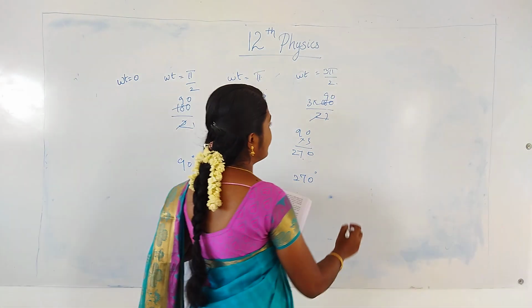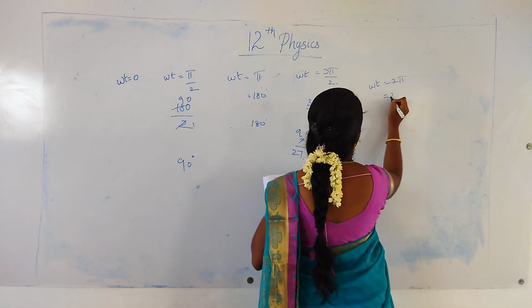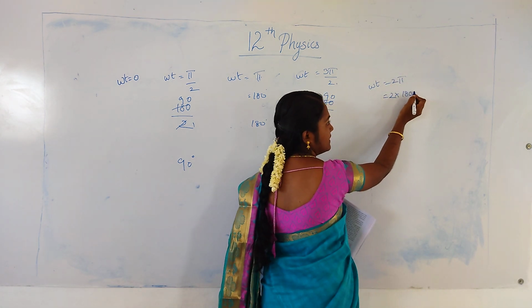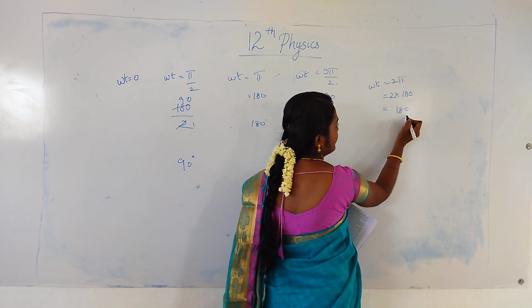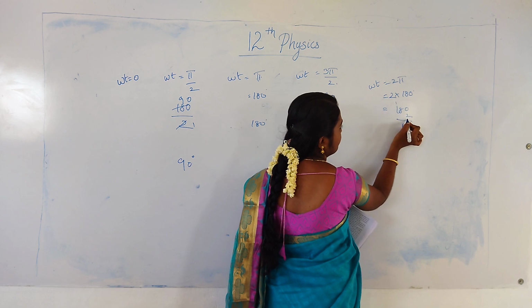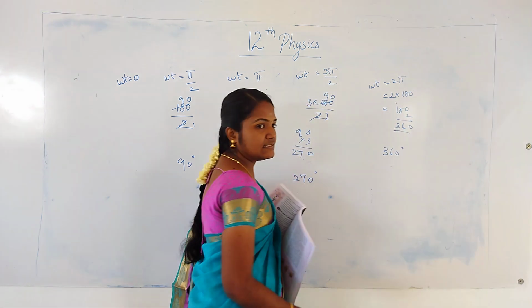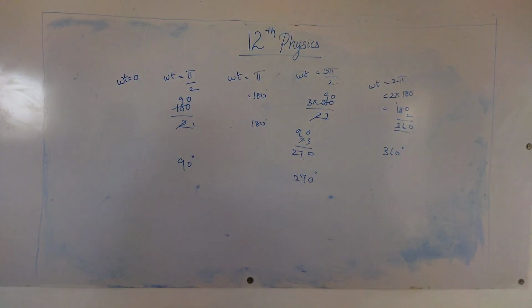And finally omega t equal to 2 pi. 2 pi means 2 into 180 degrees. So 180 into 2 is 360. So it will be rotated through 360 degrees. Do you understand?